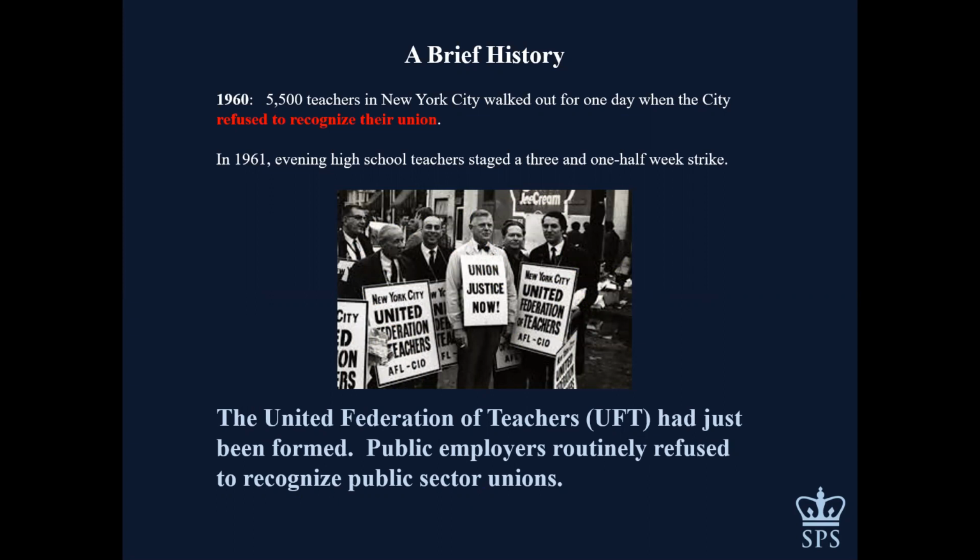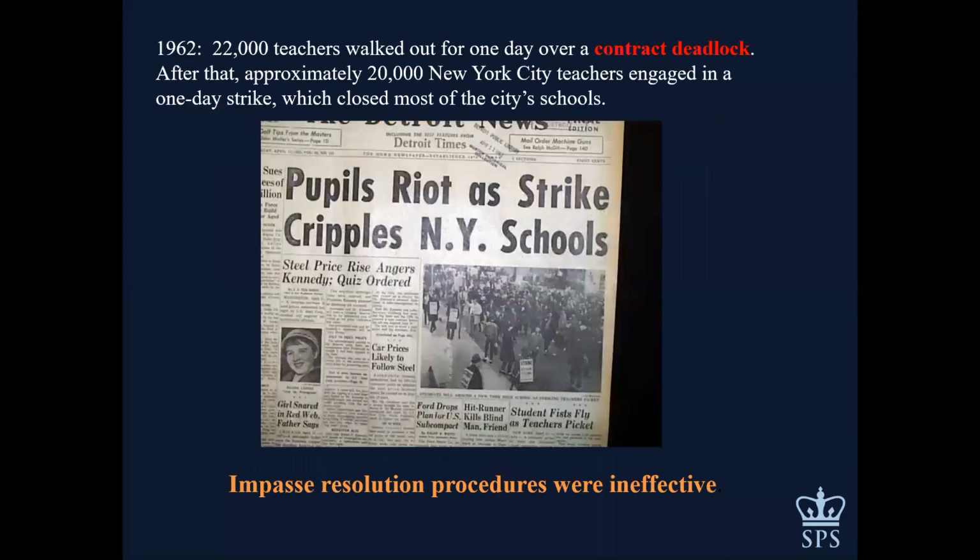It's hard to convince a group of people not to strike or not to engage in some kind of job action when the other side, management, refuses to even sit down and speak with them. So a year later, once again, high school teachers went out on strike in New York City. A year later, in 1962, once again, teachers walked out for a day over a contract deadlock.